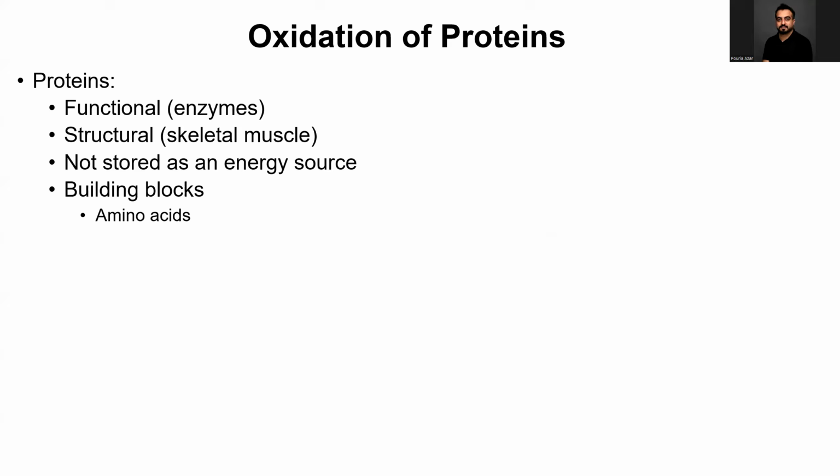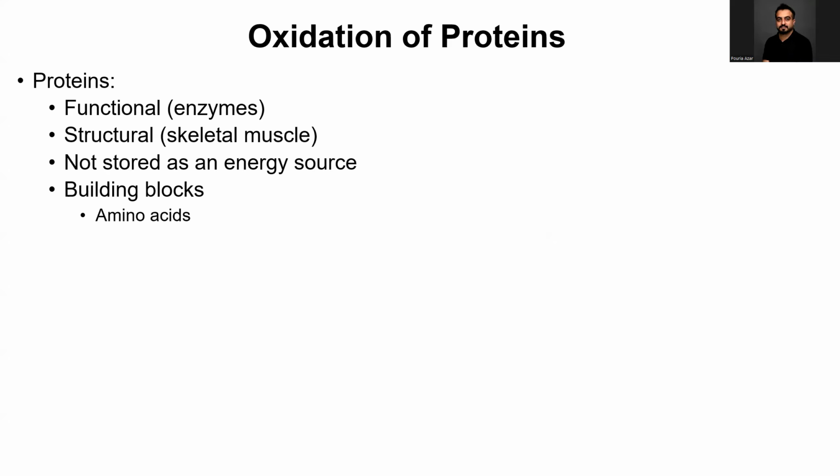We have structural proteins. That's where we see in skeletal muscle. Proteins, unlike fats and carbohydrates, cannot be stored as an energy source, so we cannot store proteins in our body for future use, unlike other macronutrients. And the building blocks of proteins are amino acids.